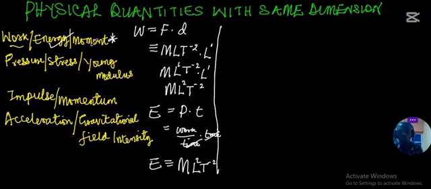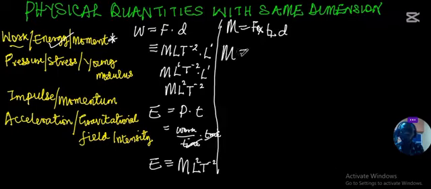All right, the moment of a force is the product of that force times the perpendicular distance from the point of action. So it shows that moment is equivalent to force times distance, and of course its dimension will be the same as that of work.